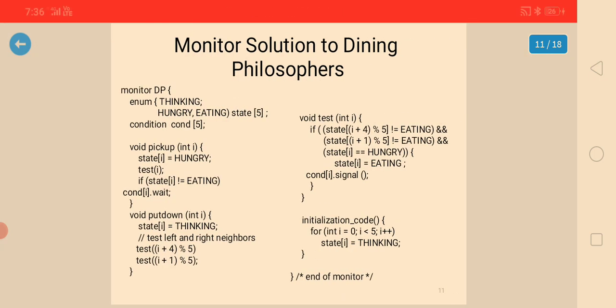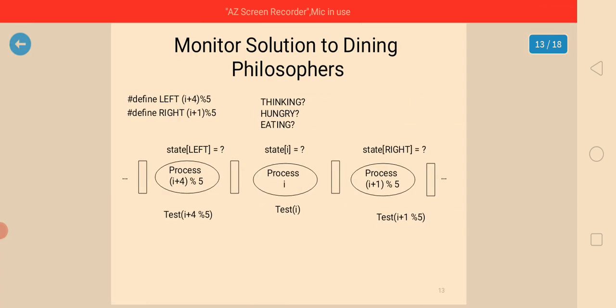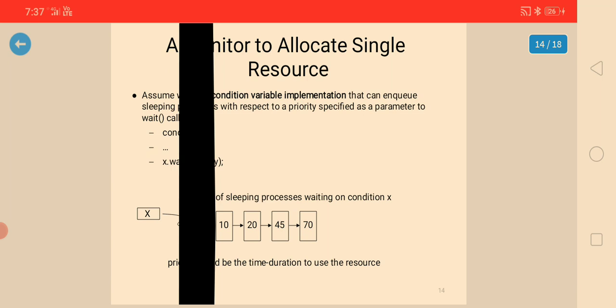So this is the code for the monitor solution to the dining philosopher. So this is the solution again here. So in this dining philosopher problem, invoking the operations pick up and put down. So these 2 operations we are going to use in this philosopher problem. So this is another view of the monitor solution to the dining philosopher problem.